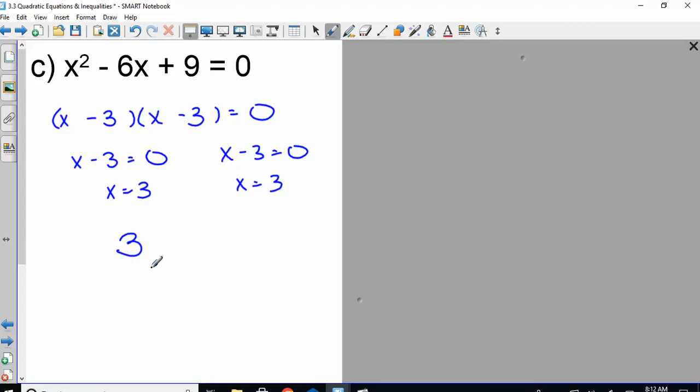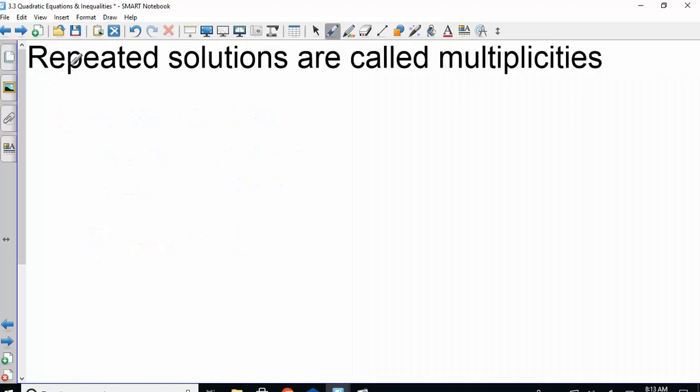What we are going to do is write 3, and we're going to put a lowercase m and a 2. Do you guys know what that m stands for? It's a multiplicity. So a multiplicity is a repeated solution. What this means is 3 is a solution twice. We knew it was quadratic, so we should get 2 answers. Well, this is saying both of those answers are 3. So anytime you have a repeated solution, we call that a multiplicity.